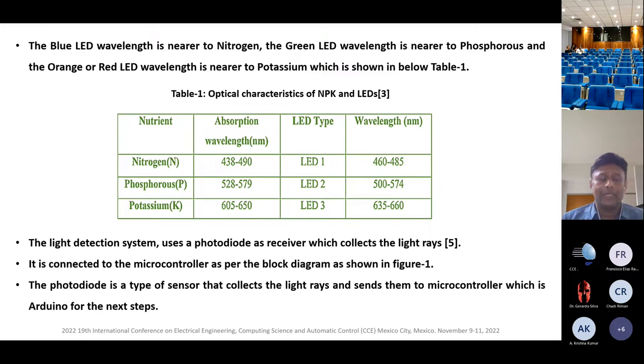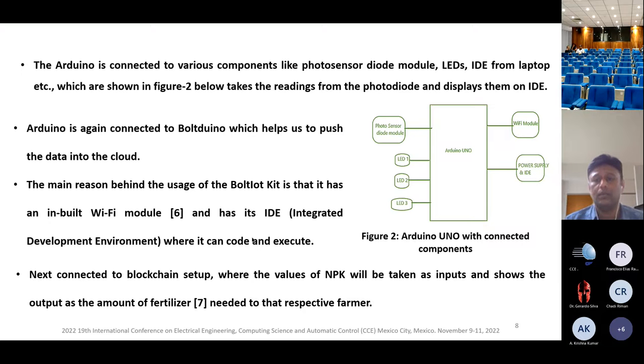The light detection system uses a photodiode and resistors, which collect the light rays, and it is connected to the Arduino microcontroller, as shown in the diagram. This is shown in Figure 1. Here, the photodiode is a type of sensor which collects the light rays and sends them to the microcontroller, which is Arduino, for the next steps. The figure shows the Arduino UNO, which is connected with all the other components.